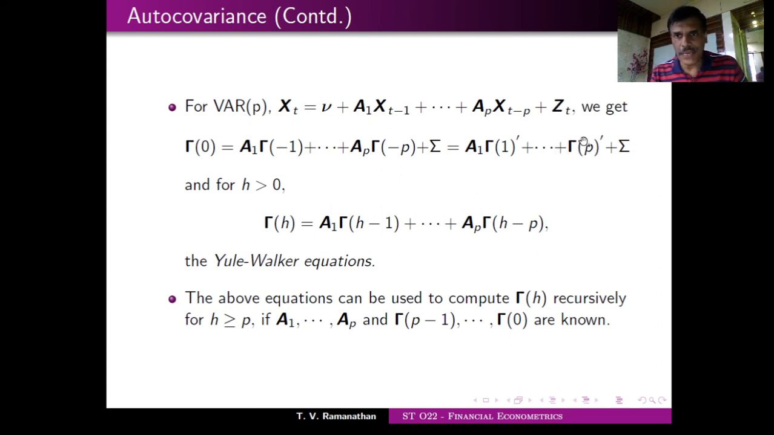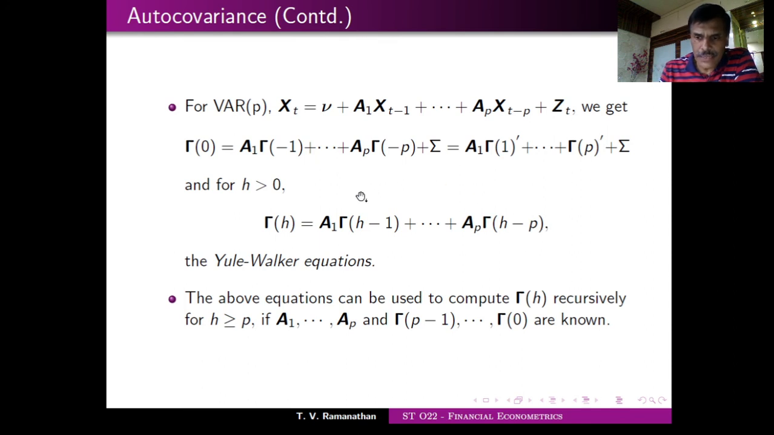There is A_p here. A_p is missing. A_p gamma p prime plus sigma. One A_p is missing here, so I have to have an A_p here. I'm sorry, there is an A_p typing error. A_p is missing, so please add that. And gamma h, this is for h greater than 0.